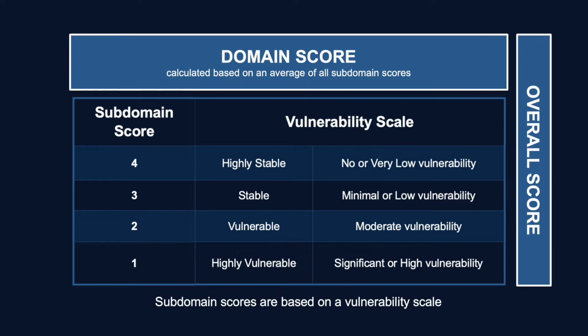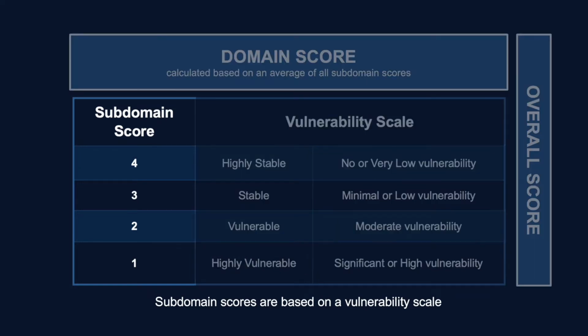There are three types of scores which you will give when completing the ASO. The first type of score is the subdomain score. When completing the ASO, you will give a subdomain score from 1 to 4. Each score corresponds to a level of vulnerability.